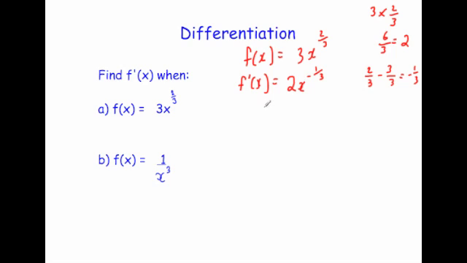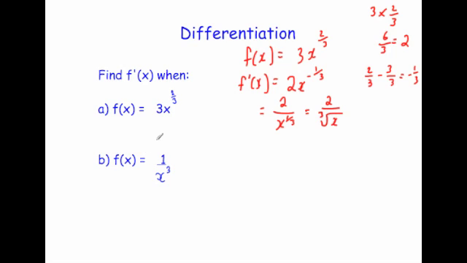Again, if you wanted to rearrange this, you could. Because it's got a minus power, you could put it on the denominator, so 2 over x to the third, if you wish. Or remember, even, that the power of a third is the cube root, so it would be 2 over the cube root of x.